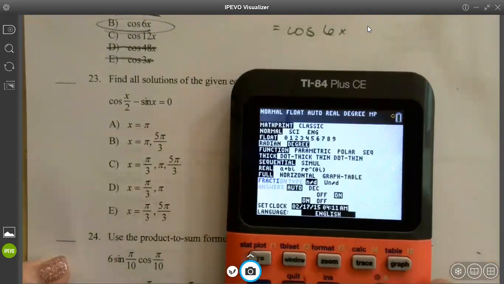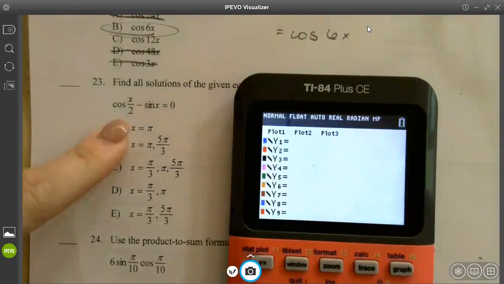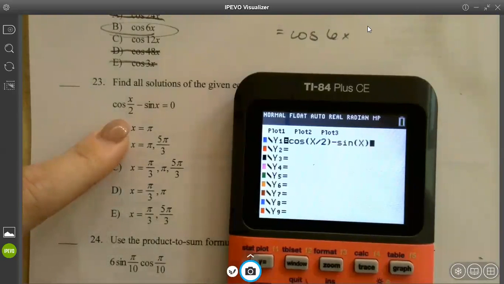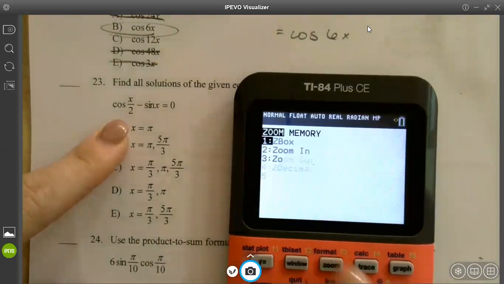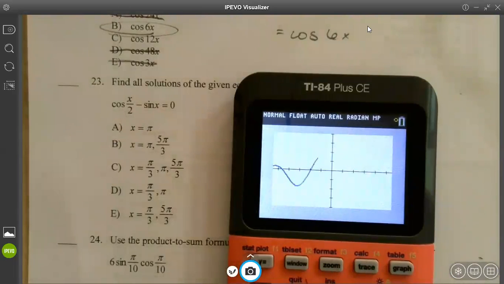Yeah, let's make sure we're in radian mode. That's also probably why the other thing looks kind of weird. It might look better if you put it in radian mode. So y equals cosine x over 2 minus sine x, and then a 0. Zoom trig. Don't forget, once we get to 25, we're going back to that 7, 8, and 9. So we still have those two.